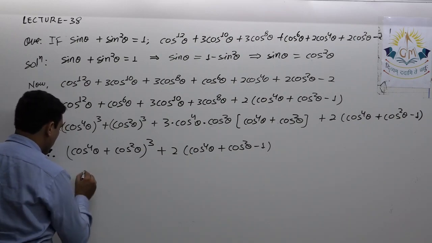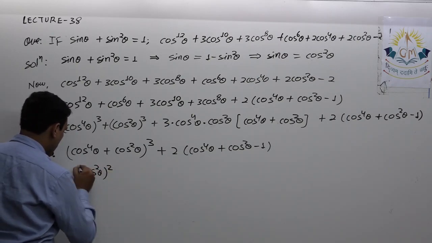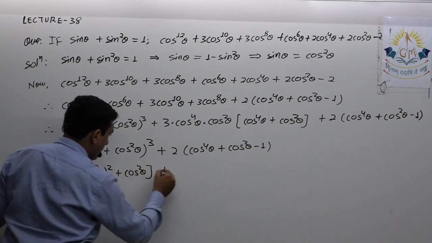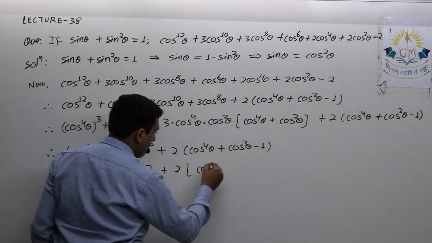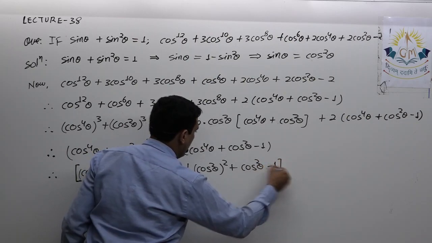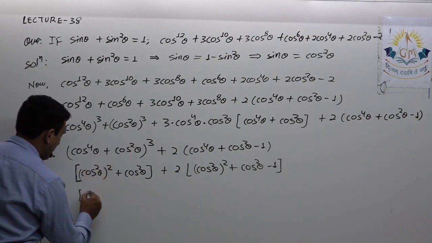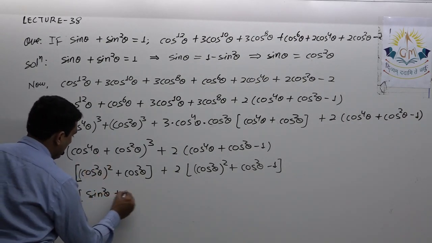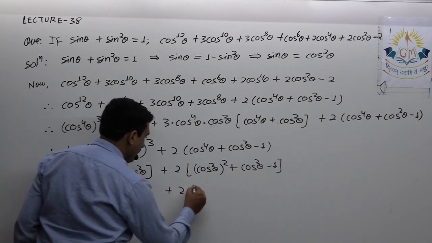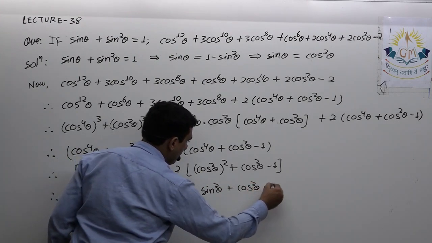Or let me write one more step. Here I can write (cos² θ) whole square plus cos² θ, plus 2 times ((cos² θ) whole square plus cos² θ minus 1). Now in place of cos² θ, I can write sin θ, so this will become sin² θ. Cos² θ remains as it is. Similarly over here, this will become sin² θ, and this cos² θ remains as it is.